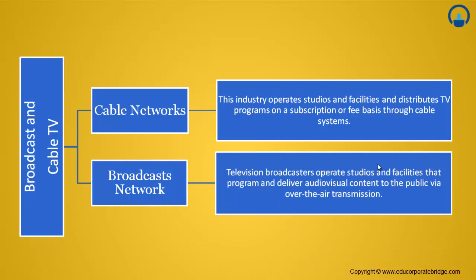The next segregation is the broadcast network. Television broadcasters operate studios and facilities that program and deliver audio-visual content to the public via over-the-air transmission, and it excludes cable and satellite television and operators that provide only online content. So this is basically the broad classification of broadcast and cable television in US.